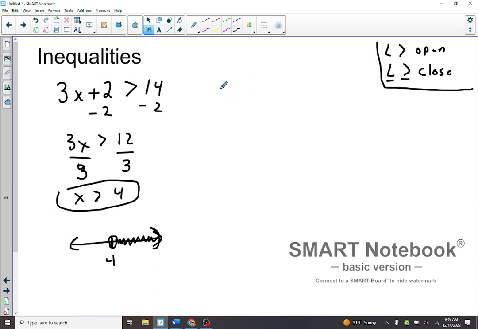How do you know which side to go, left or right? It says greater. You have to read it out. So X is bigger than 4. So which way is bigger, to the right or to the left? To the right. Number lines always go left to right. It's just like how you would read a graph line.